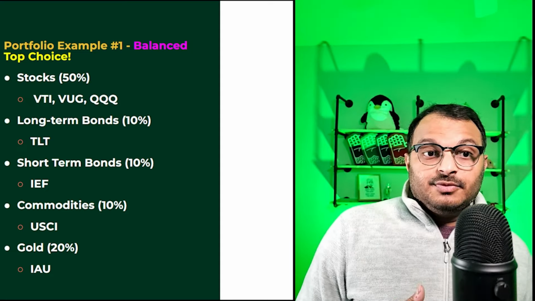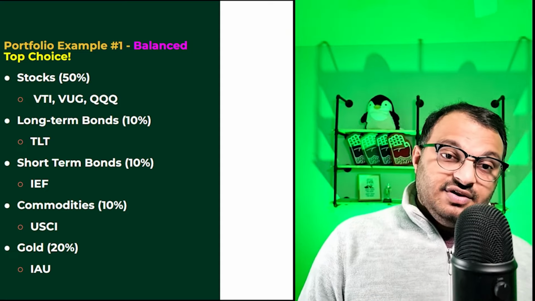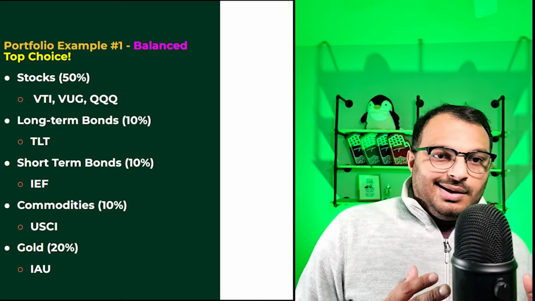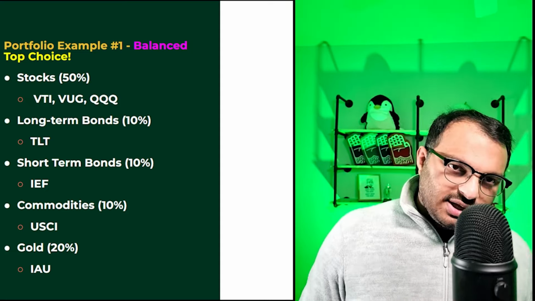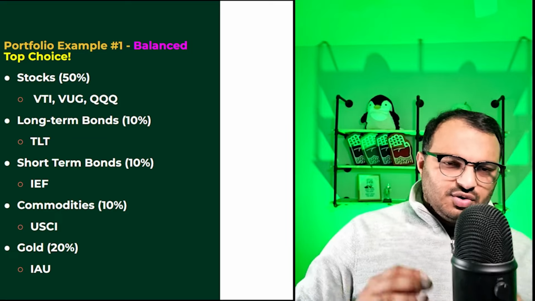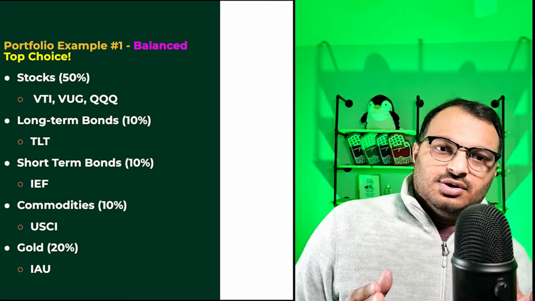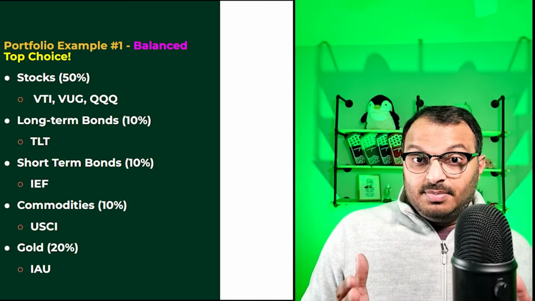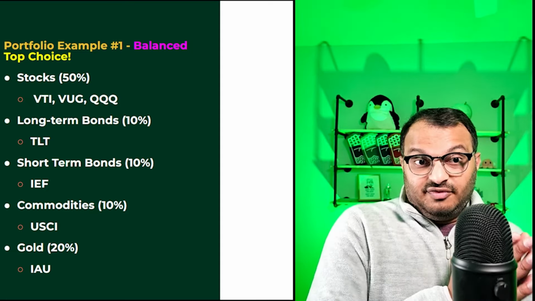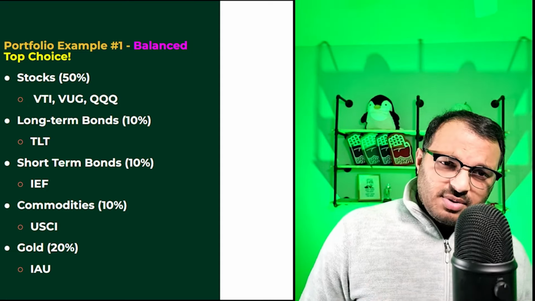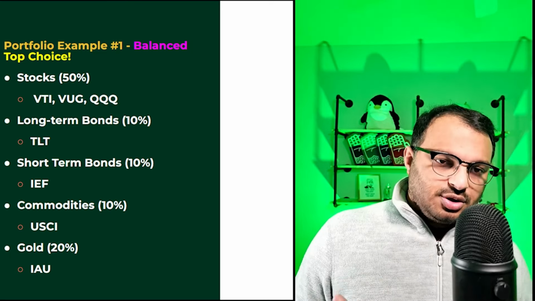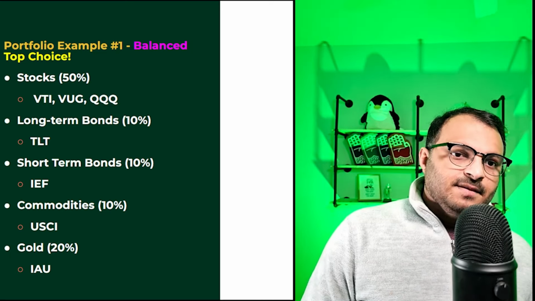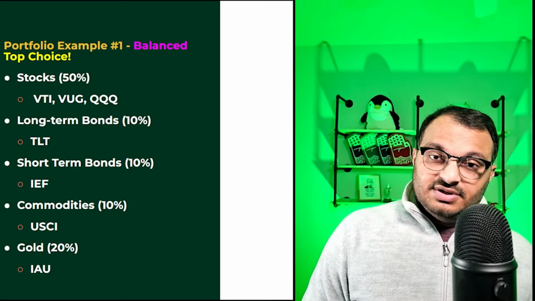So for stocks, I picked 3 ETFs: VTI, VOG, and QQQ. I wanted total stock market. I wanted a lot of growth, and I also wanted a lot of focus in the tech stocks. So that's why I picked those and split them up for the 50%. Long-term bonds, TLT. Short-term bonds, IEF. Commodities, 10% on the USCI.